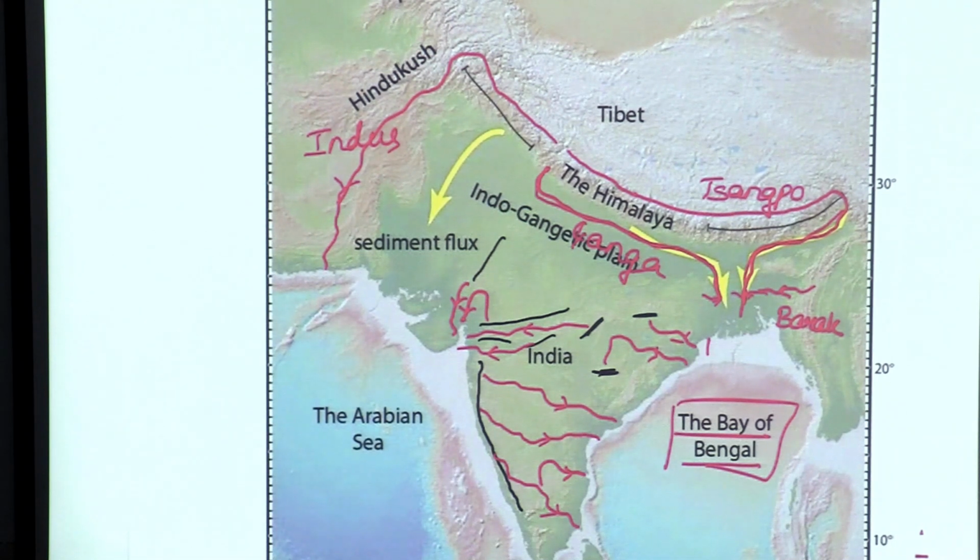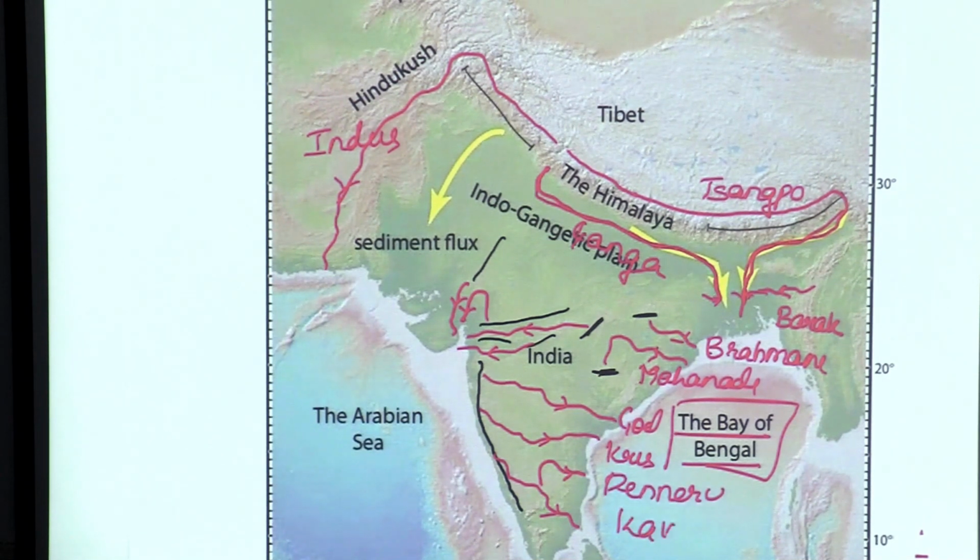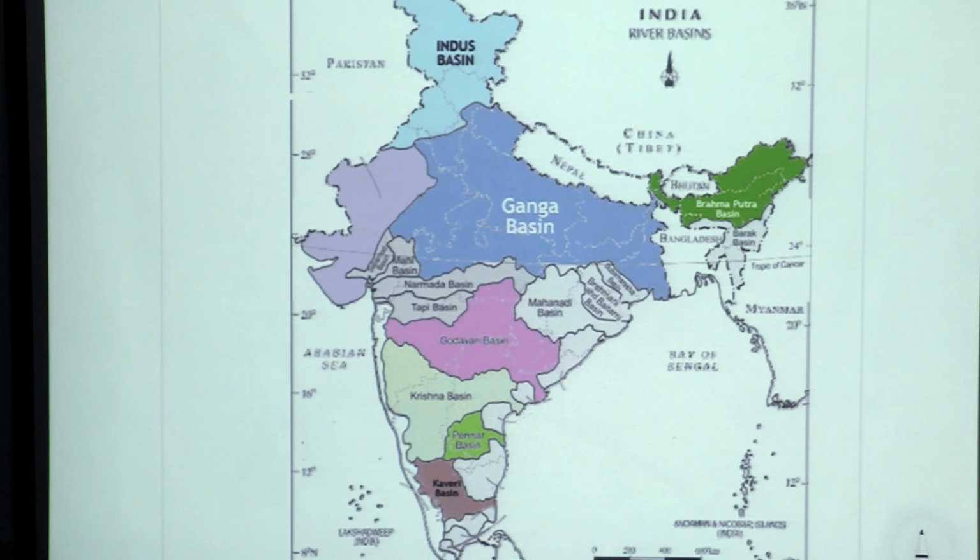Then comes in river Brahmani, Mahanadi, Godavari, Krishna, Peneru and Kaveri. And the rivers that are draining west or draining in Arabian Sea, Indus, right here is Sabarmati, this is Mahi, this is Narmada and this is Tapi. I think it is easier now. Highlighting it one by one.